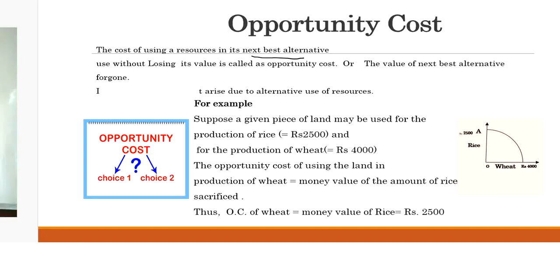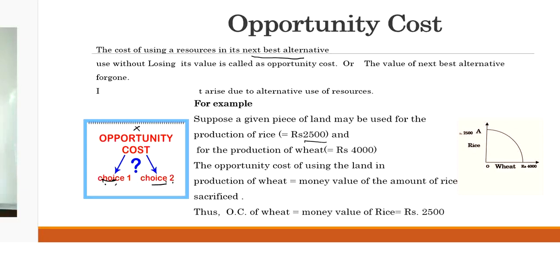For example, you have a resource X, and suppose you have choice 1 and choice 2. If you want to use that resource in choice 1, you have to forego choice 2. If you use the resource in choice 2, you have to forego choice 1. Let me tell you through an example. Suppose you have a piece of land used for the production of rice.